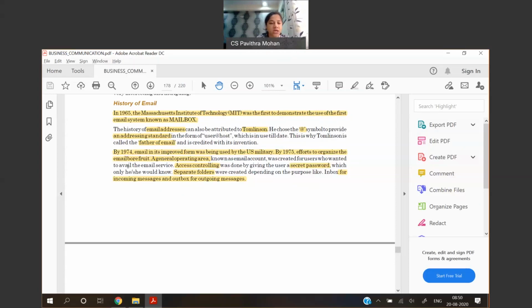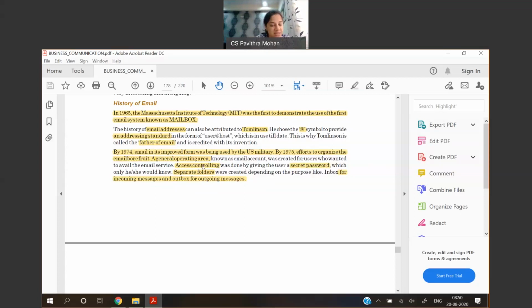Then you have in 1974, email got improved when it was being used in the US military system for the very first time. In 1975, the concept of email bore fruit. That is, it became more productive when it was being implemented. Here, how they implemented, it was being used in the operational area.